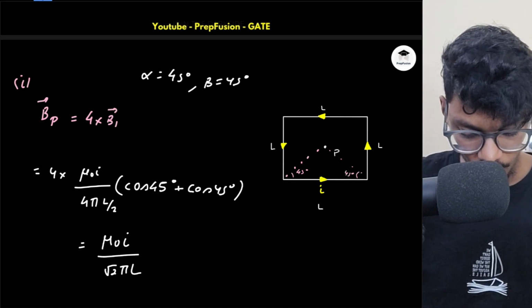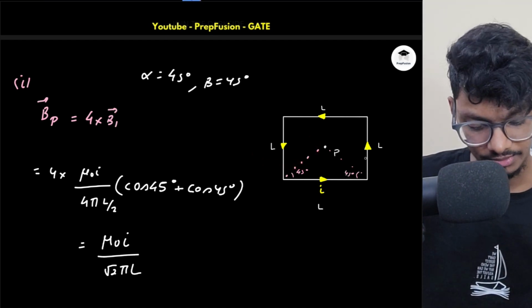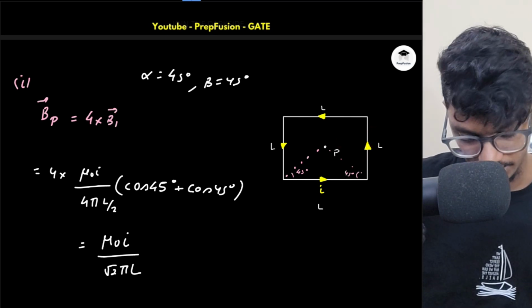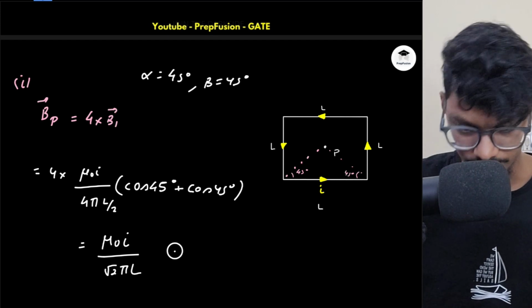And the direction is what? Direction is always going into the screen. Oh no, not in, out of the screen. Coming out of the screen, right? This is coming out of the screen towards me. So it will be a dot. Coming out of the screen, simple dot.